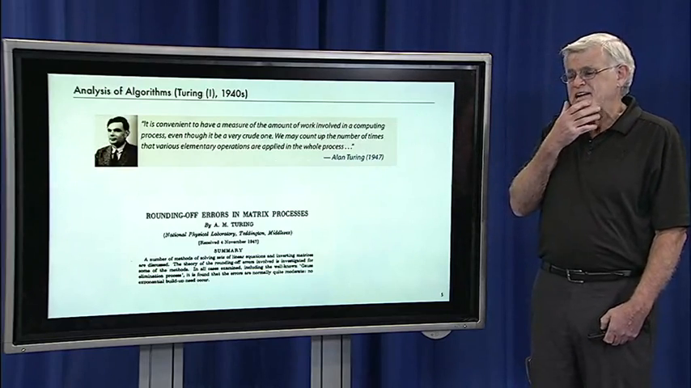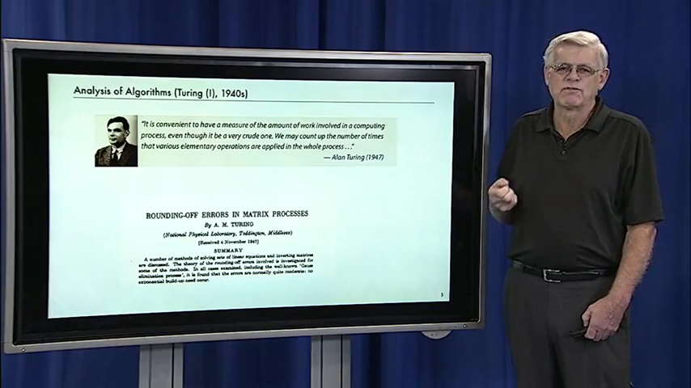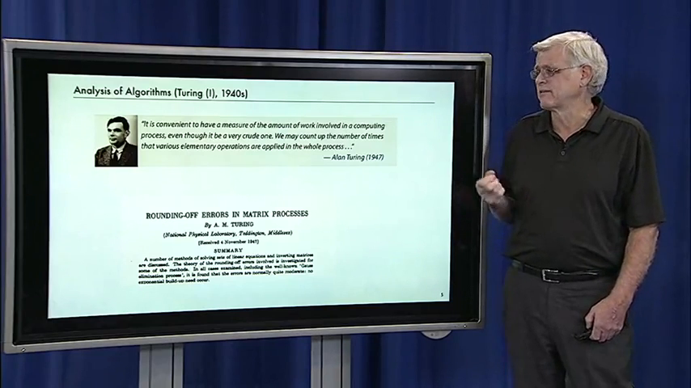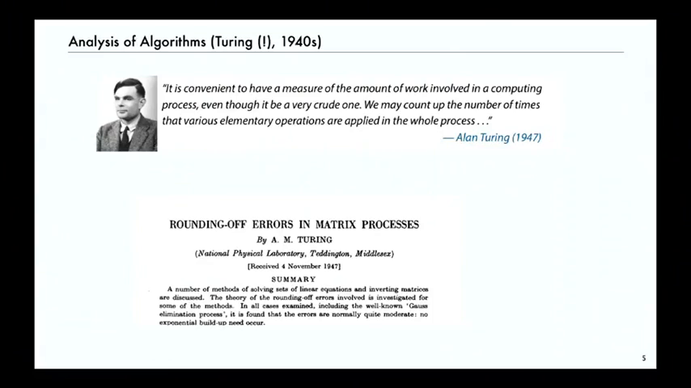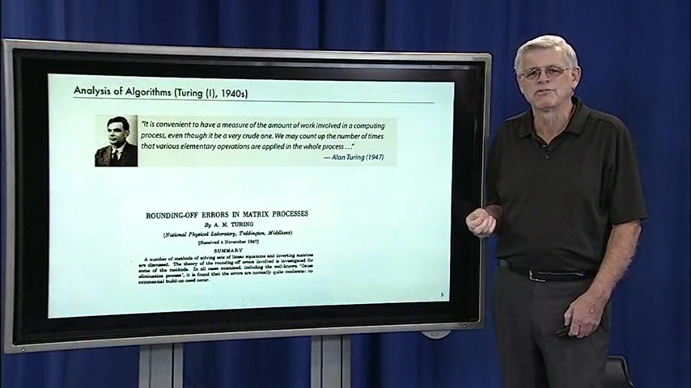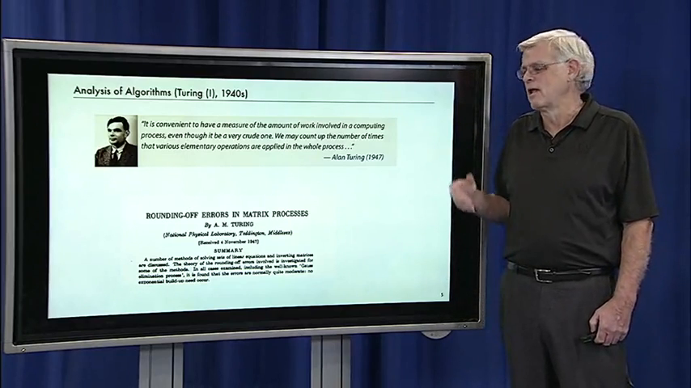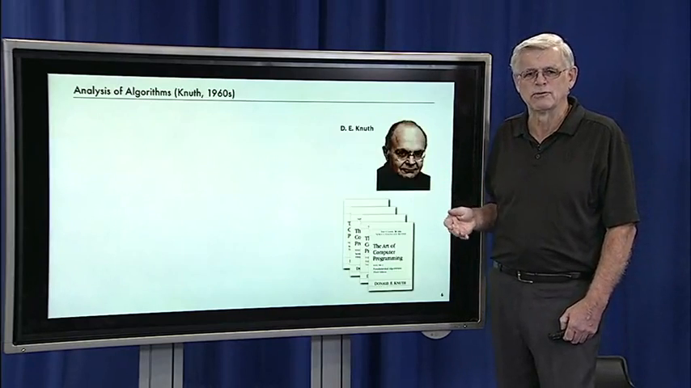Even Turing, whom many people think of as a theoretician, was very practical when it came to actually getting things done with computers. He says, it is convenient to have a measure of the amount of work involved in a computing process, even if it has to be a very crude one. We may count up the number of times that various elementary operations are applied in the whole process. Again, this is the 1940s, before computers were coming into widespread use, but Turing saw that we're going to have to know how our algorithms are performing, and we're going to have to be able to count the resources they consume.